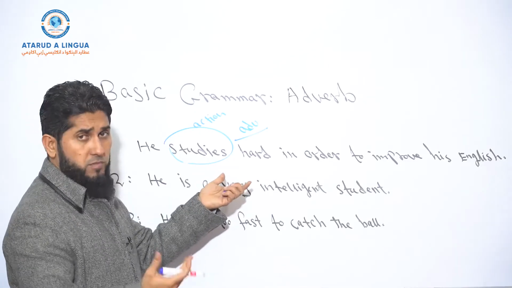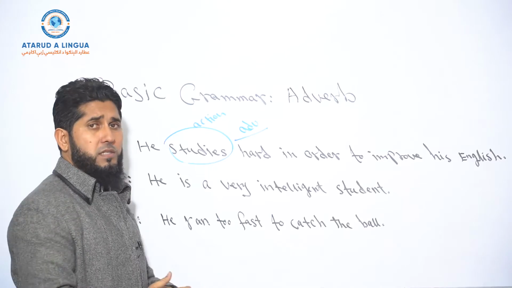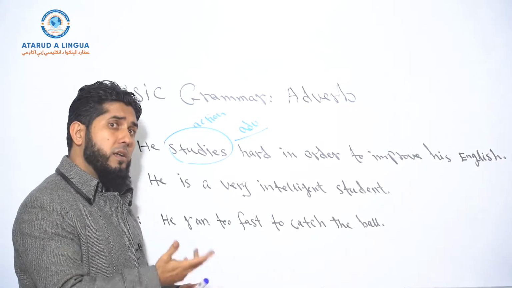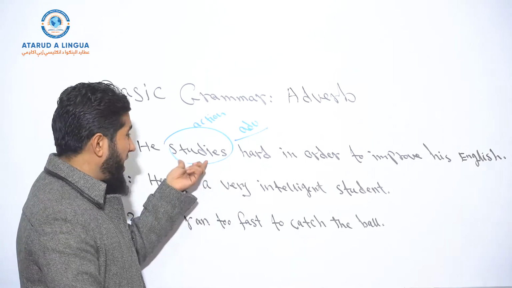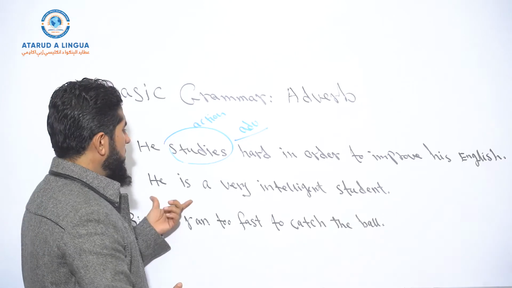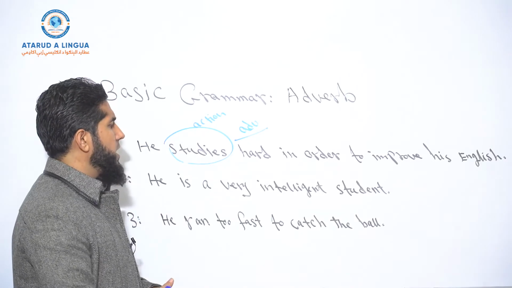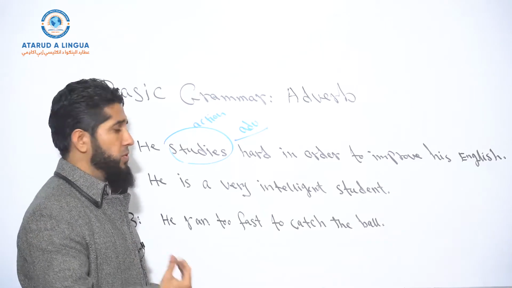In the lot of adverbs of manner, he studies hard, he studies constantly, he studies, for example, a lot. So these are all adverbs. Okay, whatever word describes this verb is an adverb. And look at the second example. He is a very intelligent student.